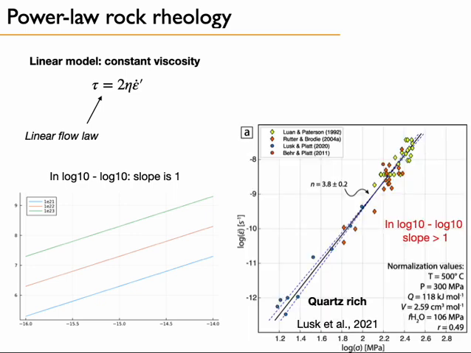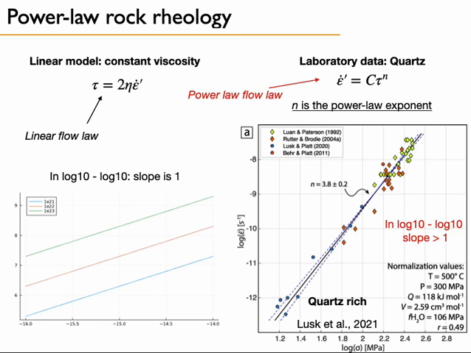Unfortunately, in rocks, so here for example quartz-rich rocks, measurements of these lines can be made. So here you have strain rate and stress on a log-log diagram, and I say unfortunately because when the data is plotted into the diagram, the slope is not 1. Here it's closer to 4. So in the log-log diagram, the natural data often yields slopes larger than 1.